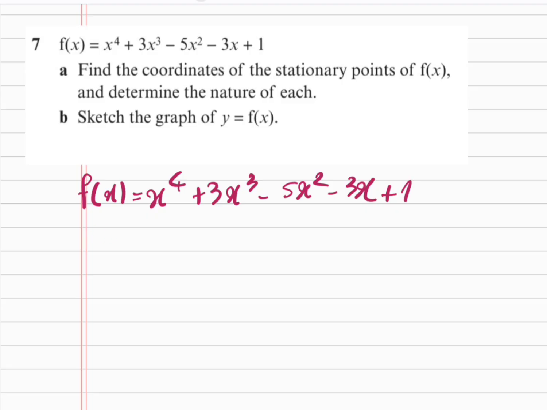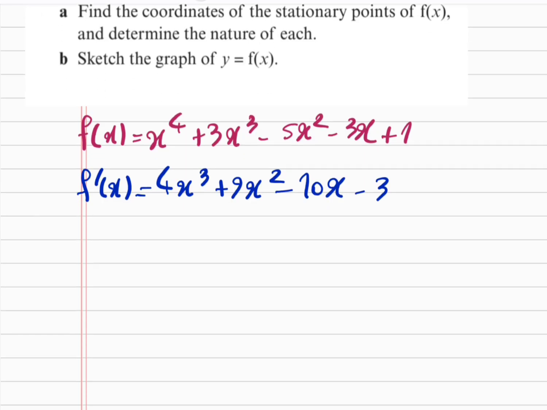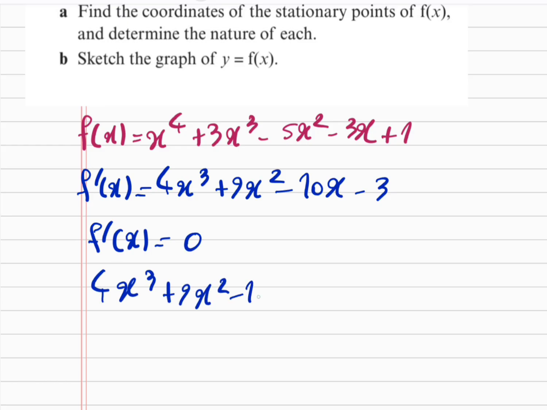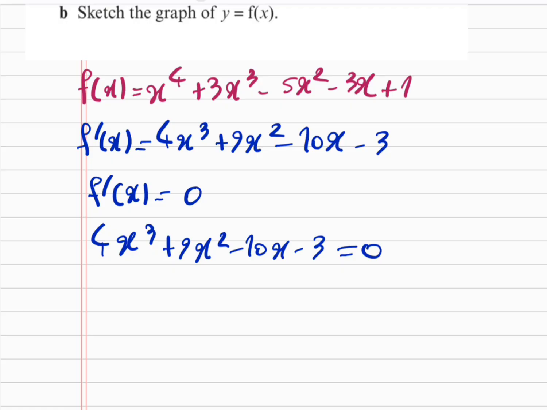So the first derivative here is equal to 4x cubed plus 9x squared minus 10x minus 3. And to find the stationary points, we need to solve f dash x is equal to 0. So that means 4x cubed plus 9x squared minus 10x minus 3 is equal to 0. So this is a cubic, and we can't factorize this easily.